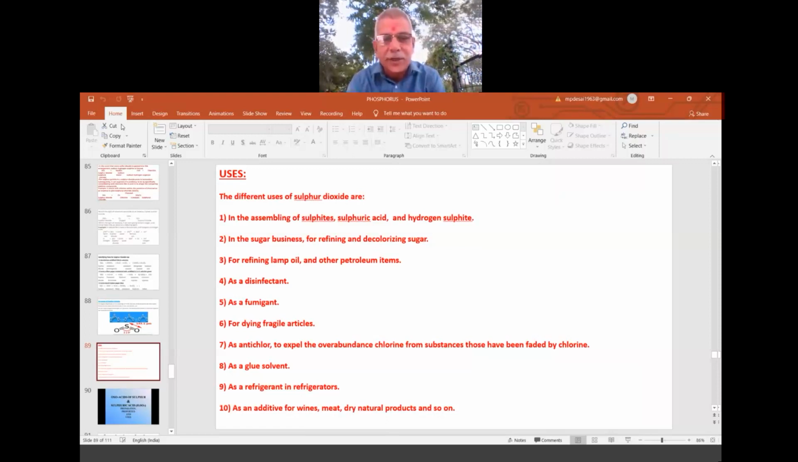And as a refrigerant in refrigerators, it was a very old use, so now we don't use it. Because it is an old use, it is still there in the list. If you use SO2, it is problematic, so this use is not there now. Where human beings are not present, when it is controlled by machines or robots, at that time we can use it as a refrigerant. Otherwise, normal freons are used as a coolant in cooling systems. And as an additive for wines, and as a food preservative for meat, I told this already in the beginning.